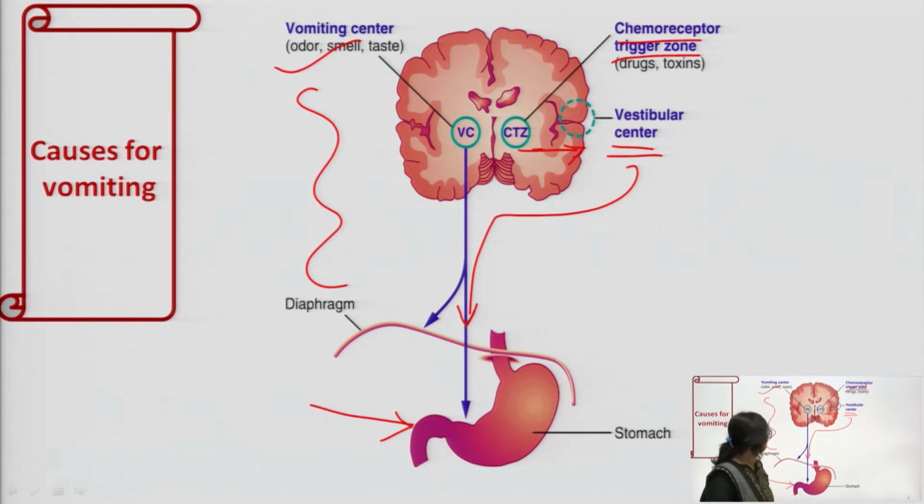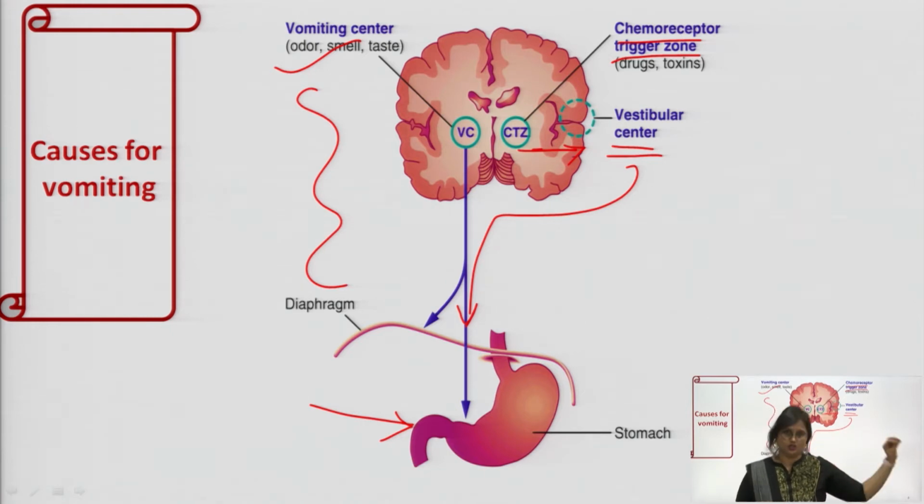This chemoreceptor trigger zone can be reached and stimulated by drugs and toxins, whereas the vomiting center in turn is stimulated by bad odor, bad taste, unlikely cellular debris, or fumes. Such things lead to triggering of the vomiting center. Clear, all of you?